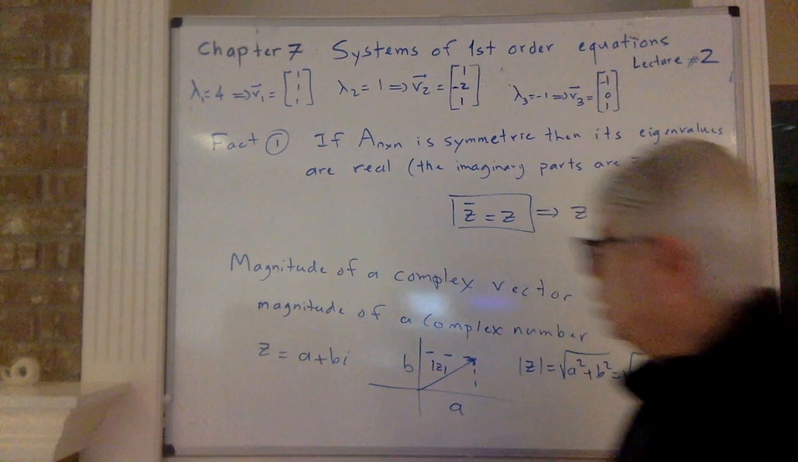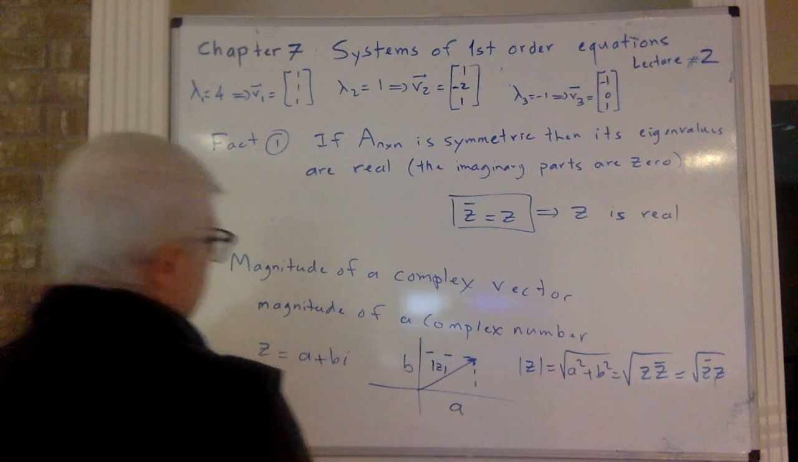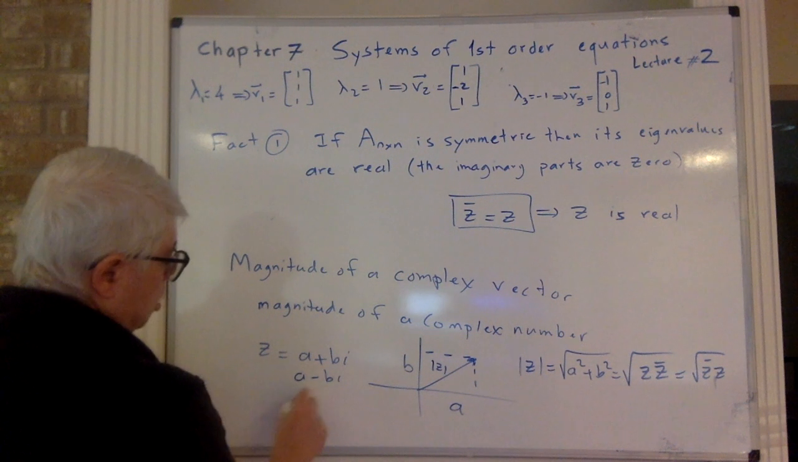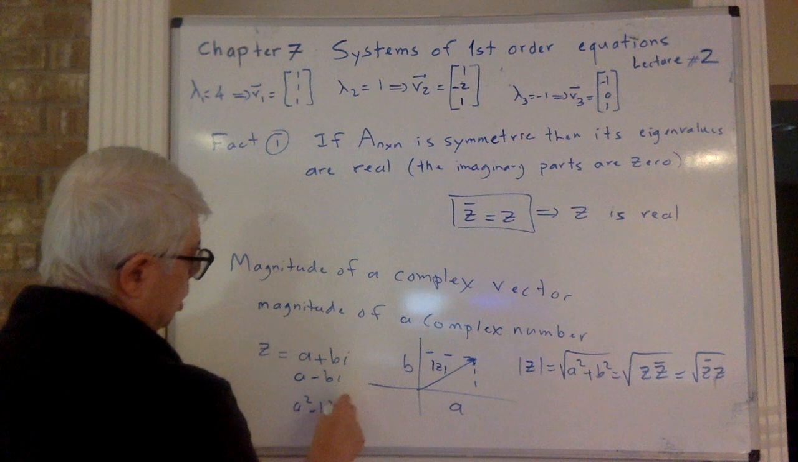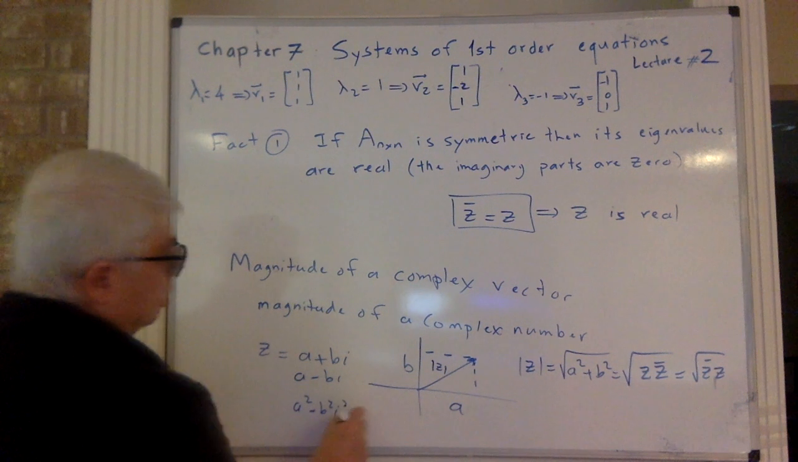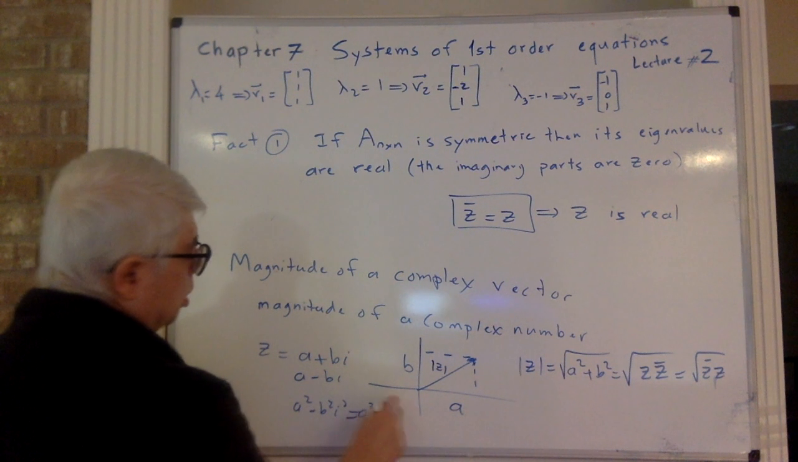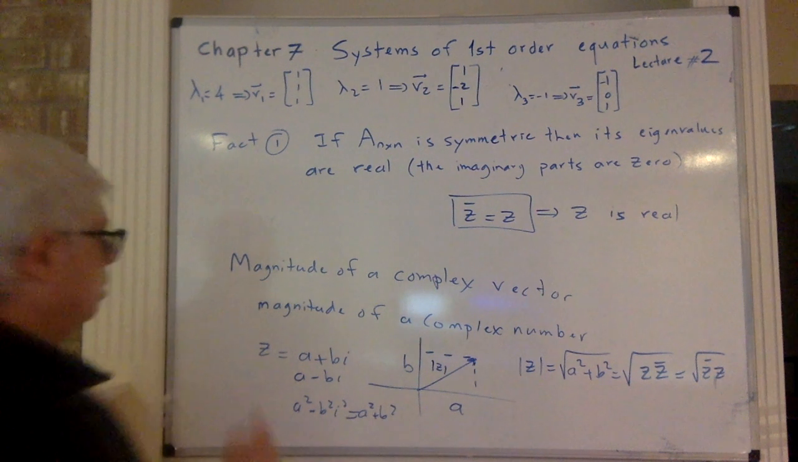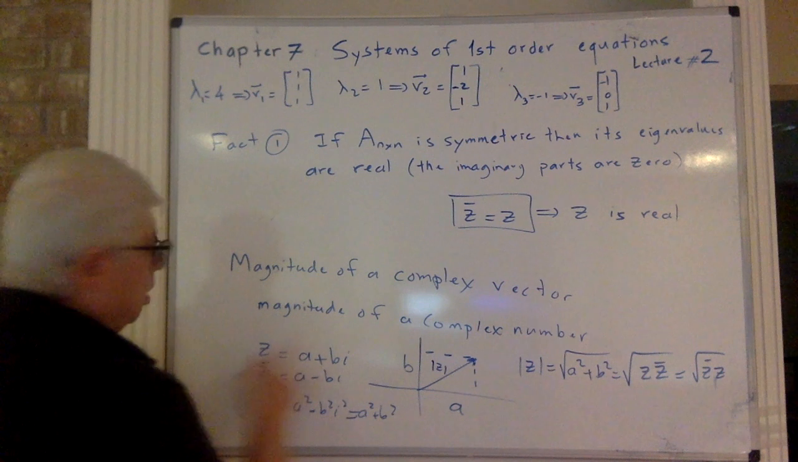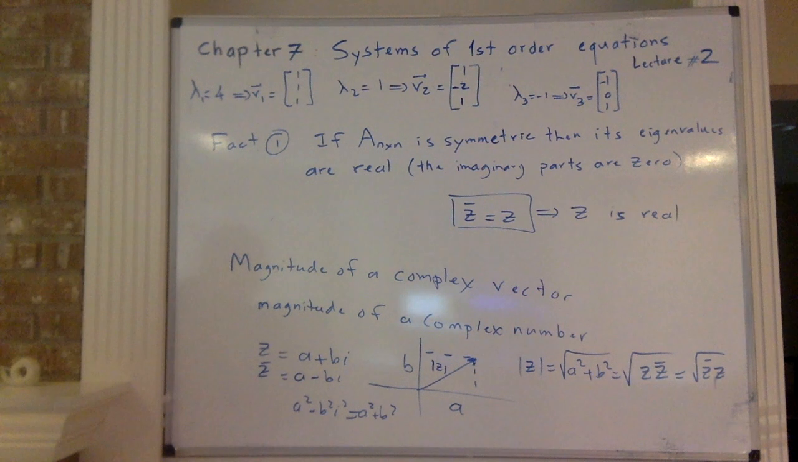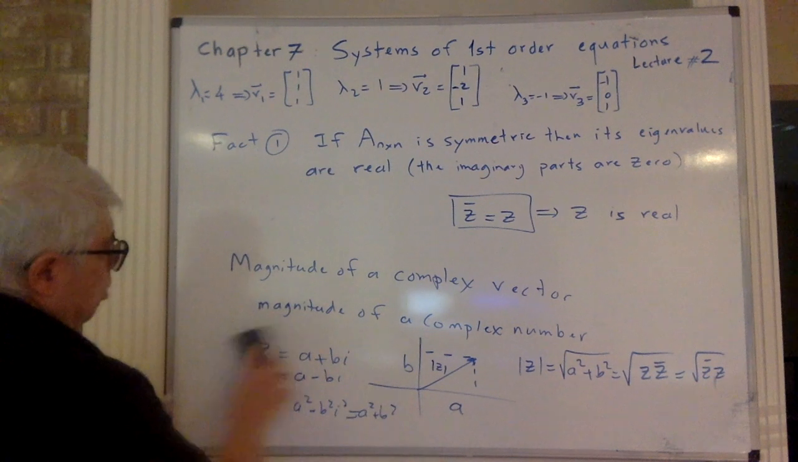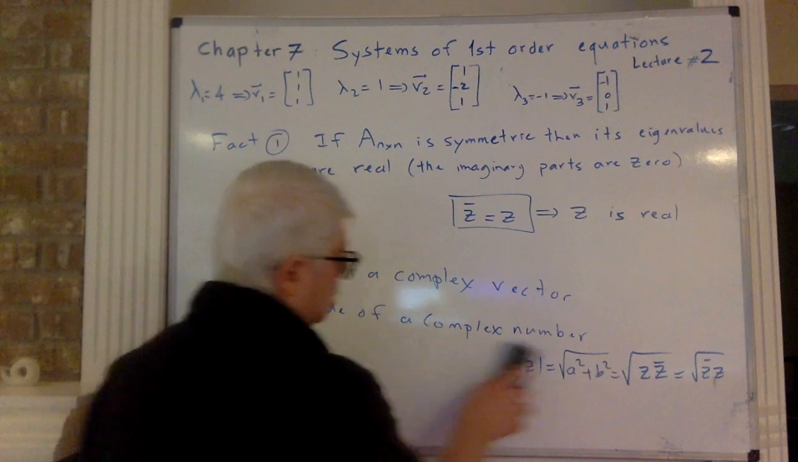So if you multiply this by A minus BI, you will get A squared minus B squared I squared. I squared is -1, so that's A squared plus B squared. So Z bar Z is in fact A squared plus B squared. Okay, so now, a magnitude of a complex vector is this.